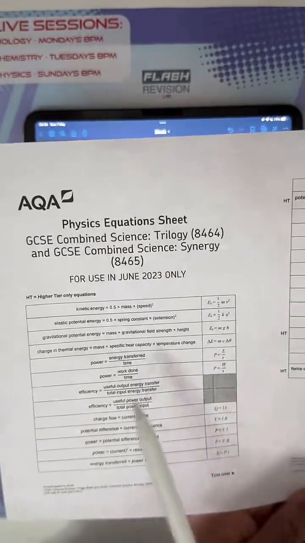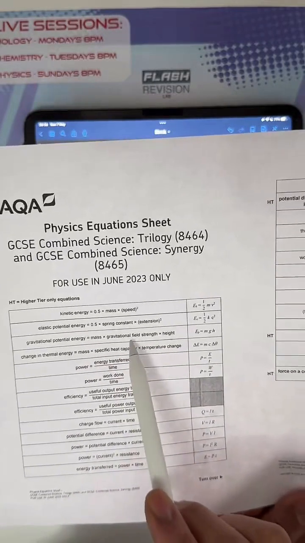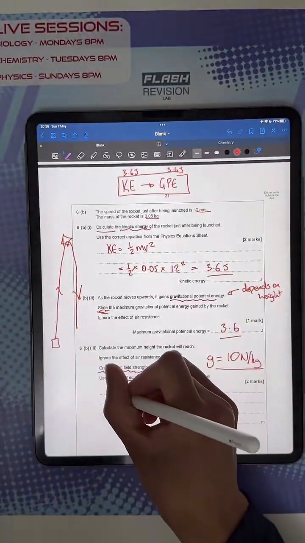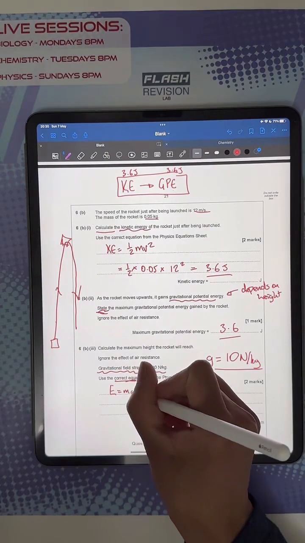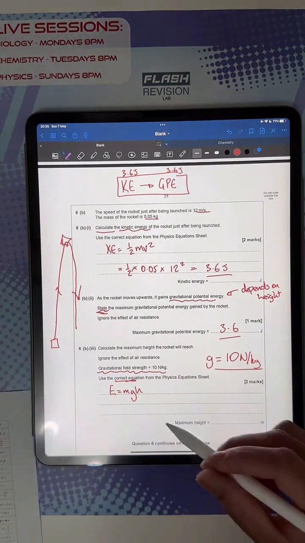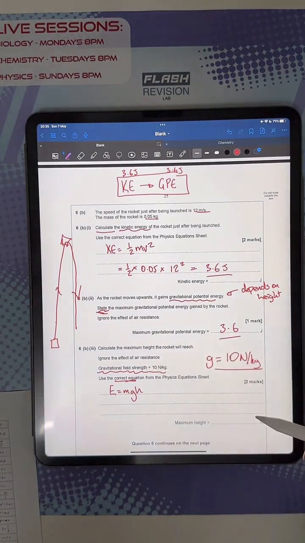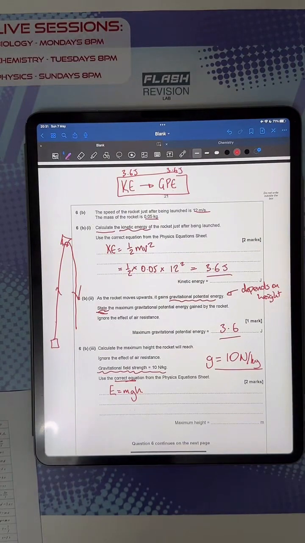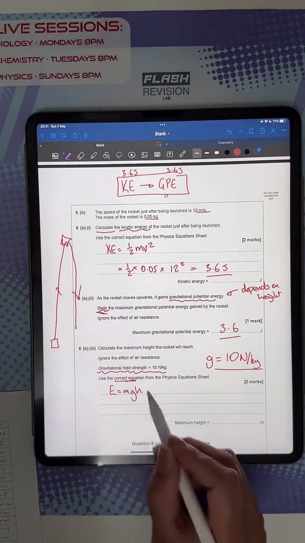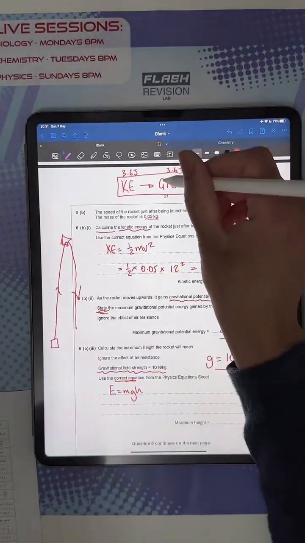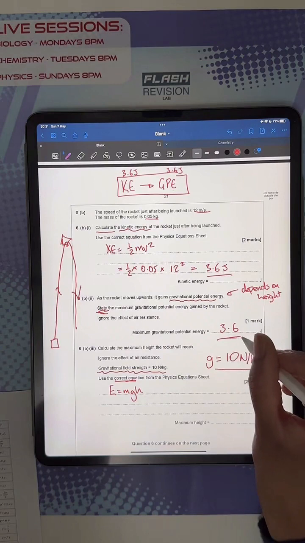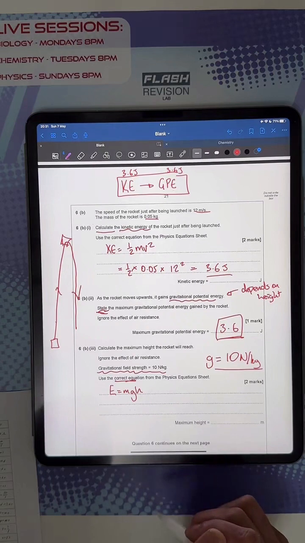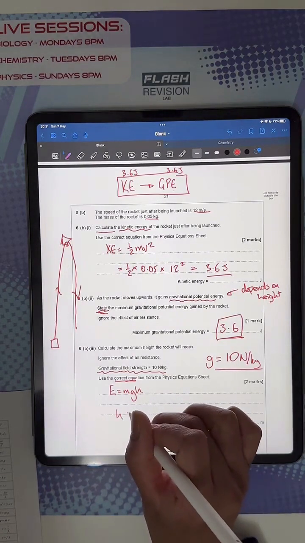Yeah, mgh. So GPE equals mass times gravitational field strength times height. The reason why is because at the maximum height, remember what I said, kinetic energy changes into gravitational potential energy. So if you know the gravitational potential energy at the top, which we do here, we know it's 3.6, we can use this equation to work out the height. So we want to rearrange this equation to work out height. So what happens if you rearrange that?